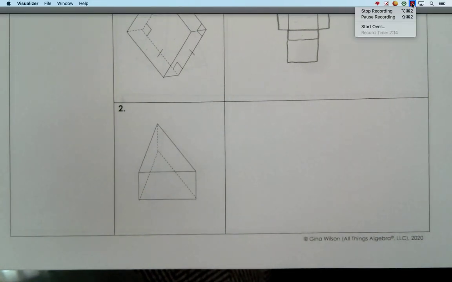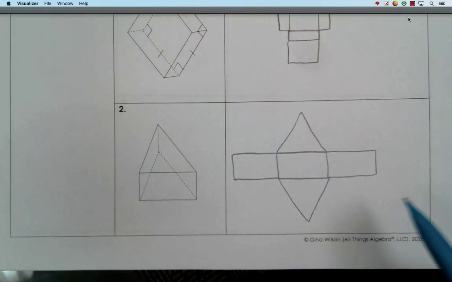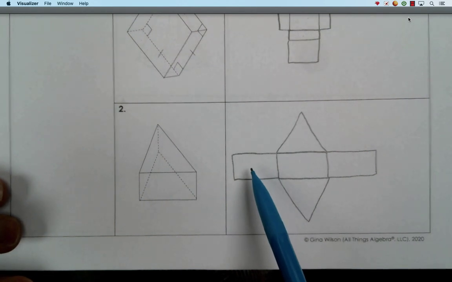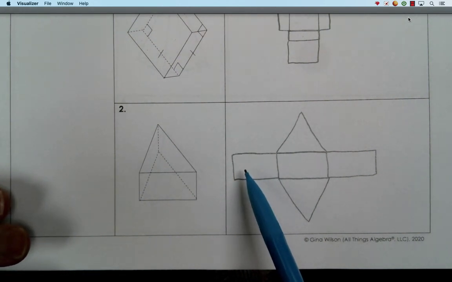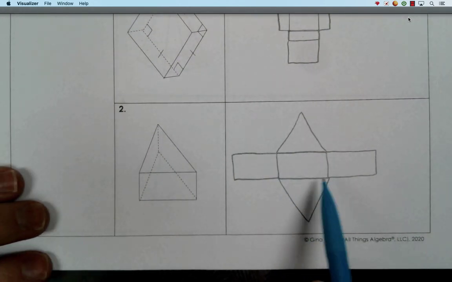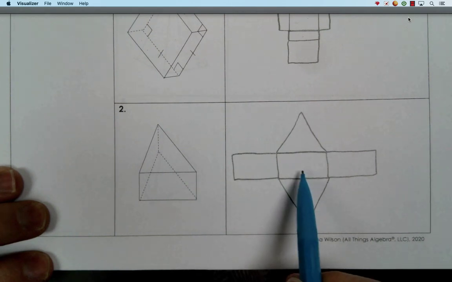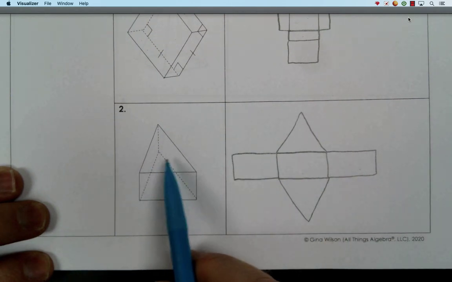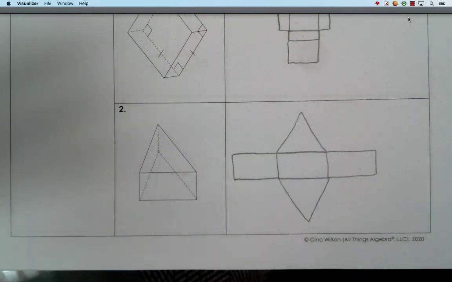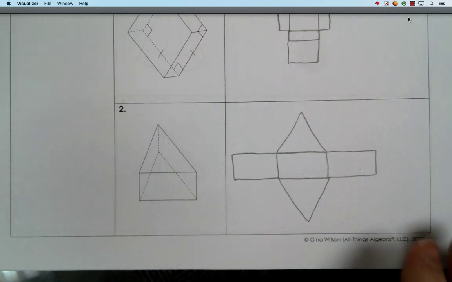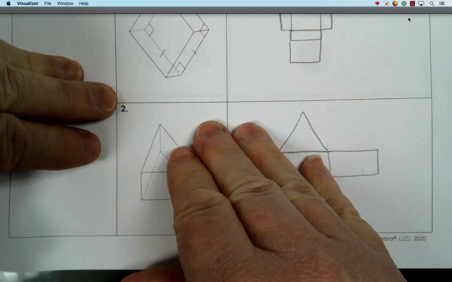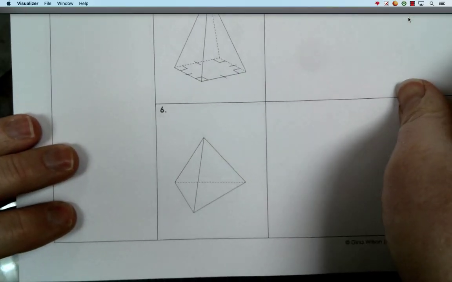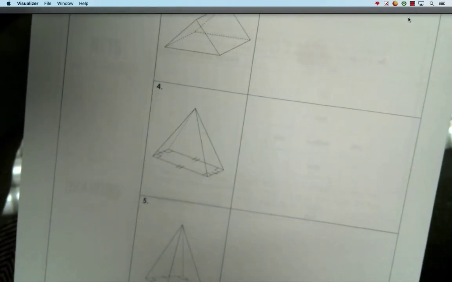So pause. Okay, so here is the rectangular pyramid, okay? So if it was laying on the bottom, I just opened up these two side flaps and these two triangular sides, and then we're good to go. So let's look at the next one. So we're going to keep going with 3, 4, 5, and 6.